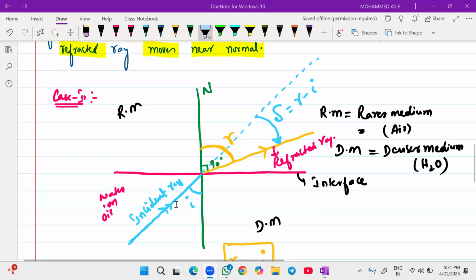So whenever a ray of light is going from denser medium to rarer medium, the light moves away from the normal. The angle made by the normal with the refracted ray is known as what? Angle of refraction, R. RM means rarer medium, DM means denser medium. Clear?